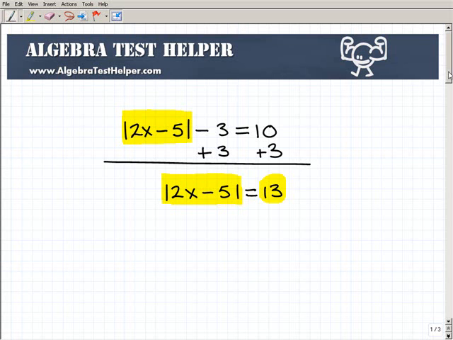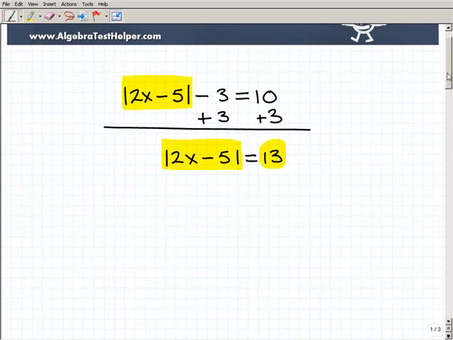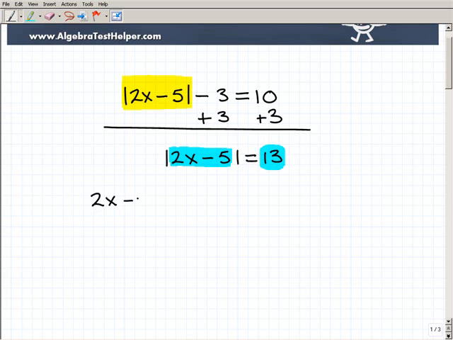Now, here's the key step when you're solving any absolute value equation. What we need to do now is I'm going to get my highlighter out. We need to take this part, 2x minus 5, and we're going to set that equal to 13 and negative 13. So let me show you. This is going to be 2x minus 5 is equal to 13, and 2x minus 5 is equal to negative 13.